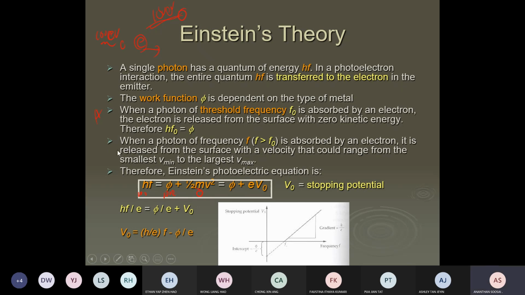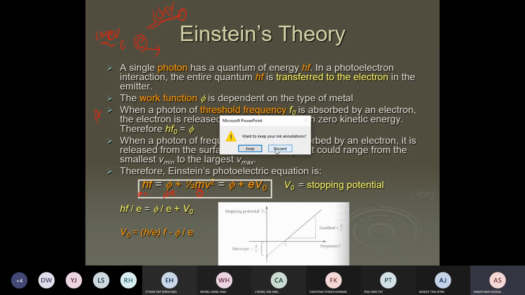Okay, so now look at the fourth point. When a photon of frequency more than F0 is absorbed by an electron, it is released from the surface with a velocity that would range from a smallest to largest. Okay, this is another point. I'll get back to point 4 later. But just for timing, remember, when the photon frequency is higher than the threshold frequency, the electrons start to gain kinetic energy.